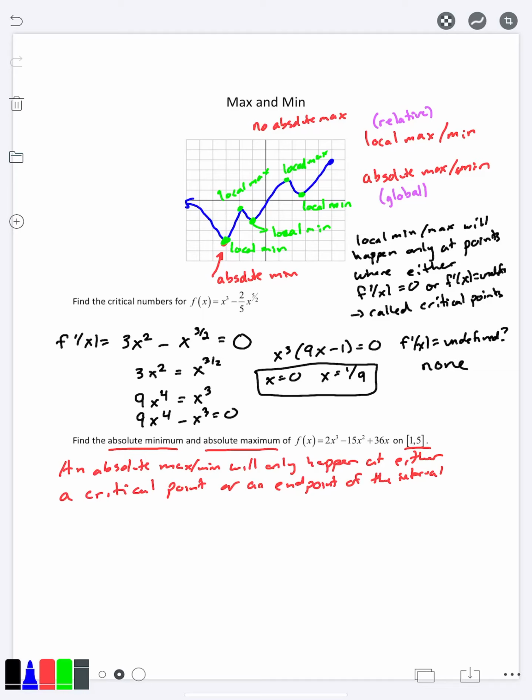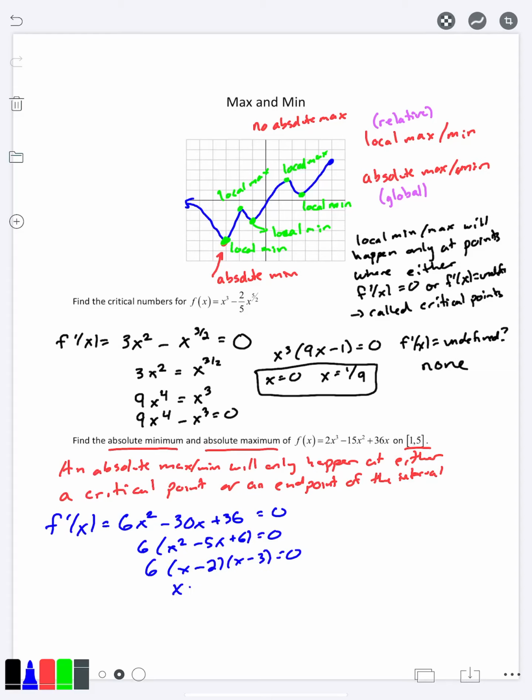So if you're given a problem like this, first thing, find the critical points. Take your derivative, 6x squared minus 30x plus 36. Set it equal to 0 here. And then we solve. We can just do a little bit of factoring. So we're going to get two critical points, x is 2 and x is 3. We also are going to need to try the endpoints, x is 1 and 5.